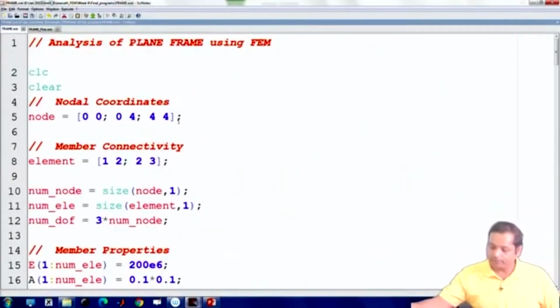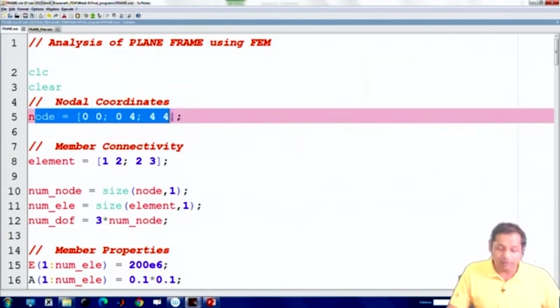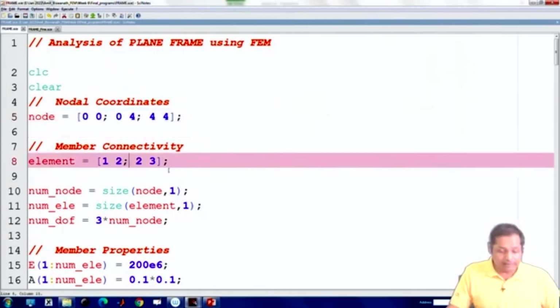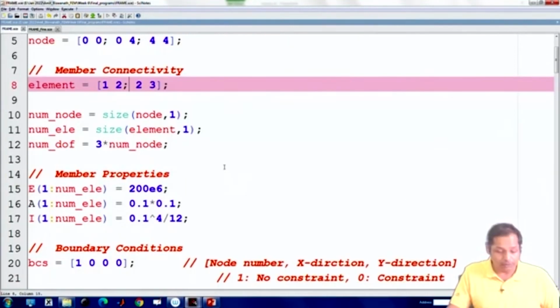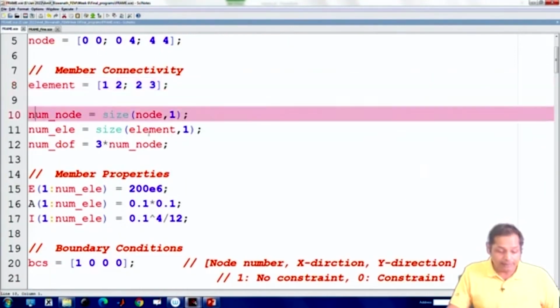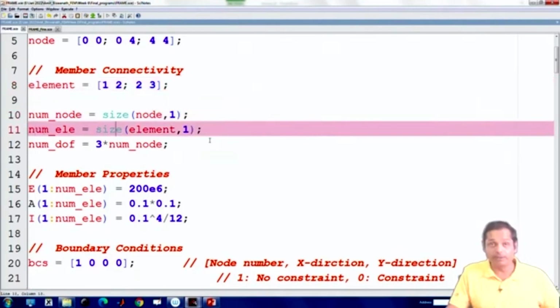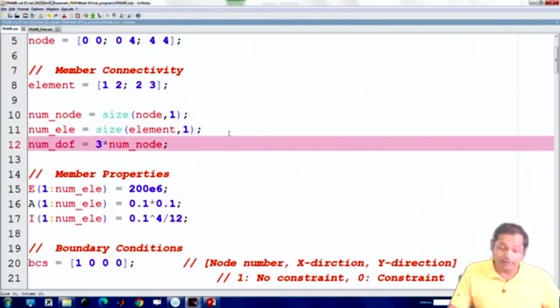So this is the program for analyzing a plane frame using the finite element method. The same as before, first you have to give the nodal coordinates, and second is the element connectivity. For this problem, the first element is connected between node numbers 1 and 2, and the second element is connected between node numbers 2 and 3. This gives you the total number of nodes, total number of elements, and total number of degrees of freedom in the system.